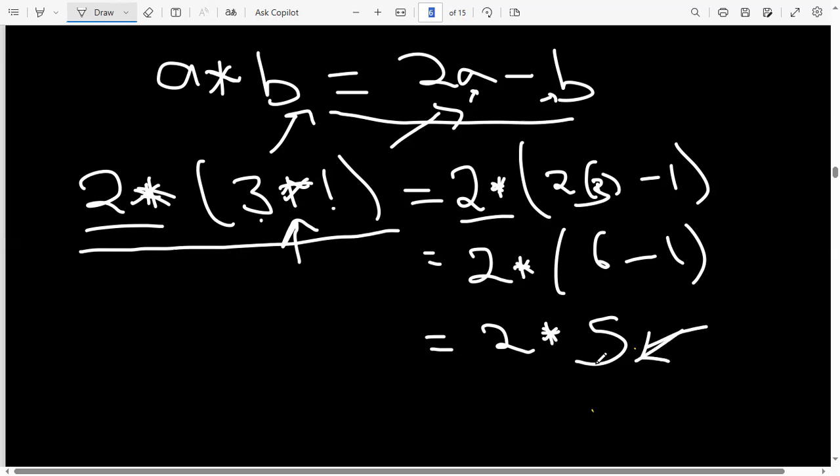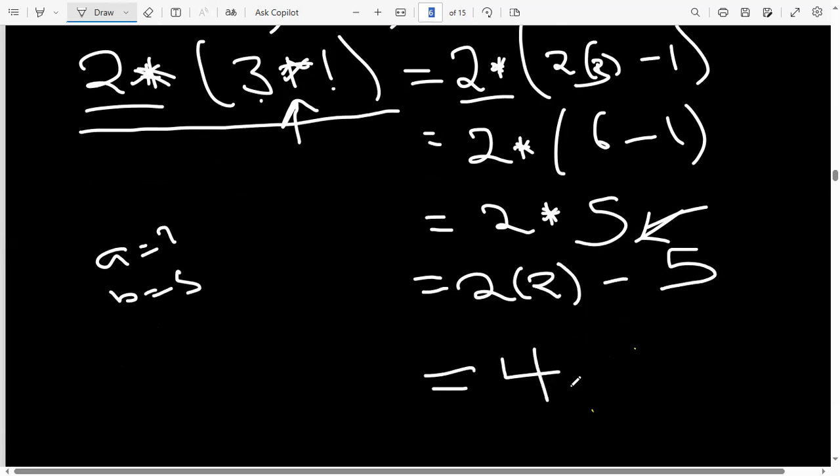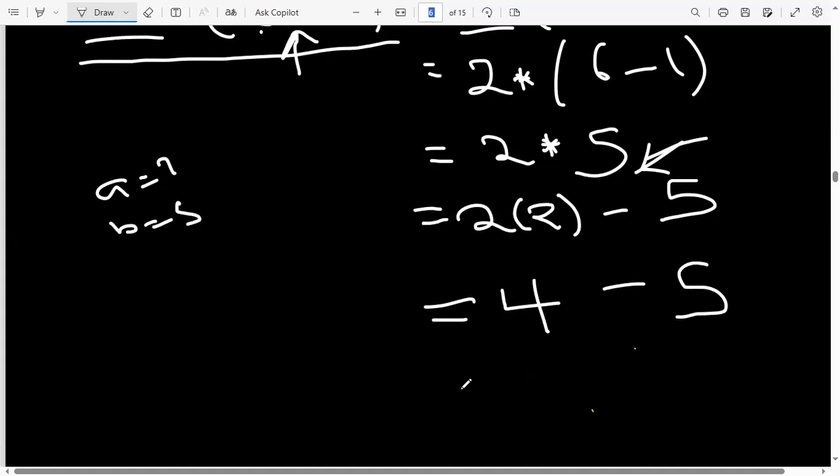And then when you reach here, you still use the same definition. Now it's 2 star 5, meaning that our a is 2 and our b is 5. So we use this definition to be 2 multiplied by a, which is 2, and then minus b, which is 5. So we are going to have 4 minus 5. This is going to give me a minus 1. So that's how you evaluate there. You just follow whatever you've been given. Any questions there, guys?